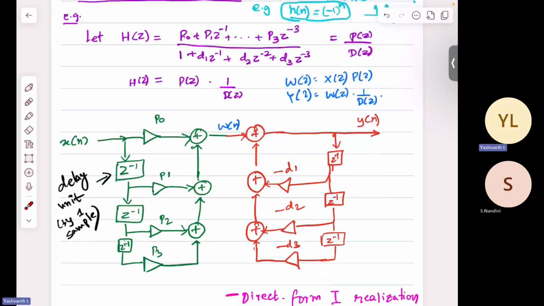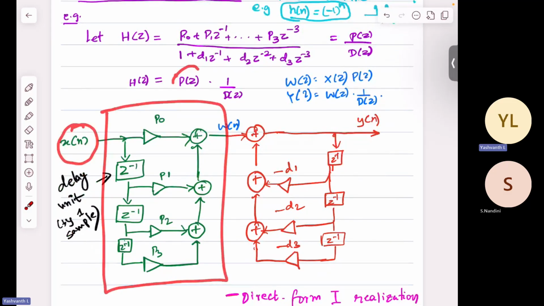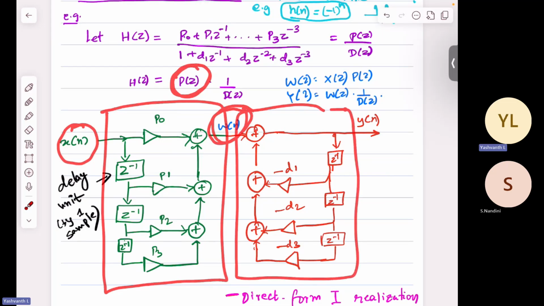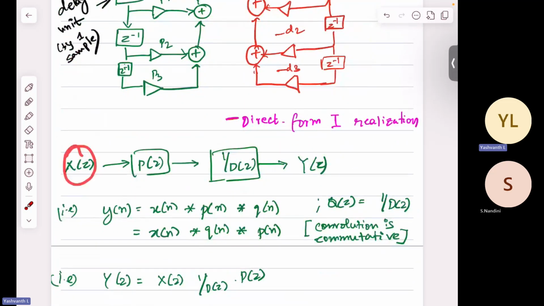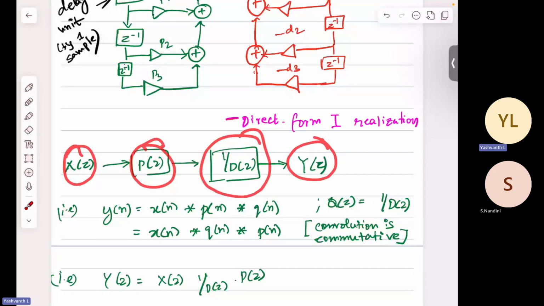So basically, you take the input x of n and pass it through the first block, whose transfer function is P of z. You get an intermediate output w of n, and pass w of n through another filter whose transfer function is 1 by D of z. Then you get finally y of n as output. That's what I wrote here. So X of z, you pass it through P of z, then pass it to 1 by D of z, and that will give you Y of z.